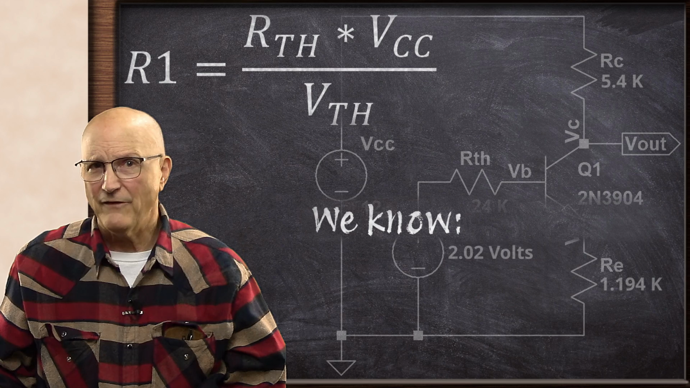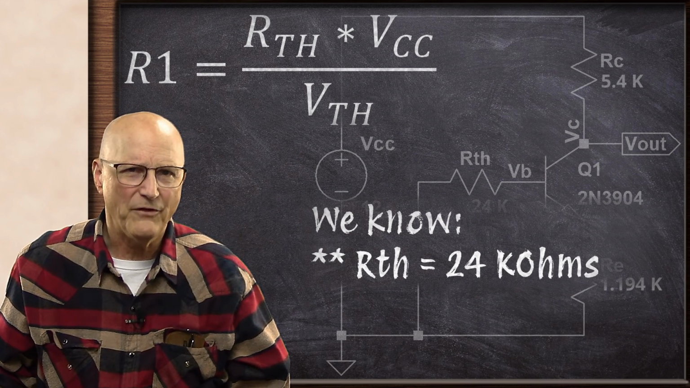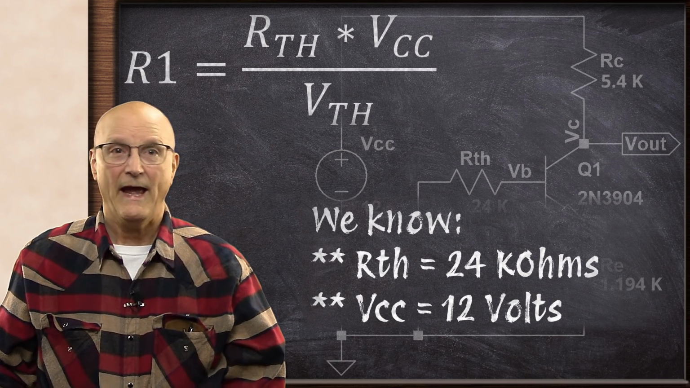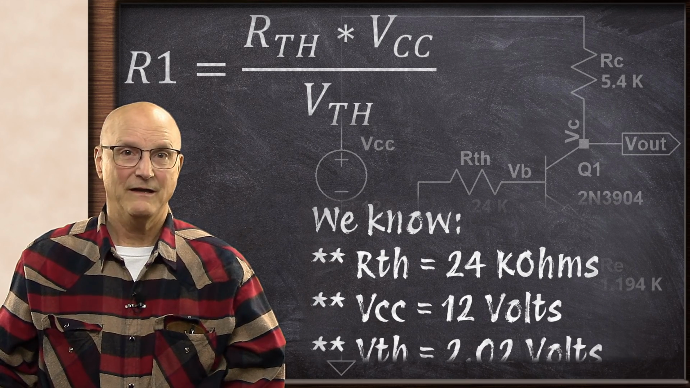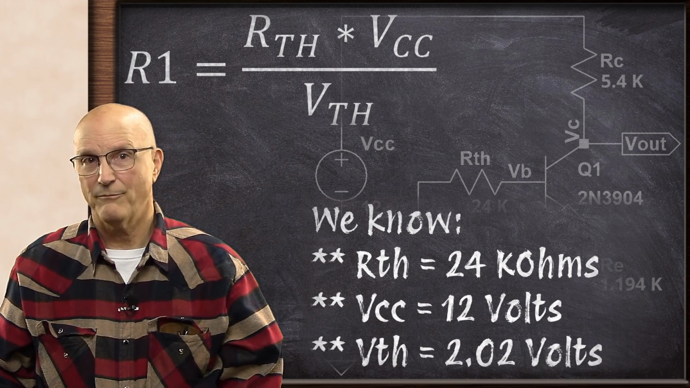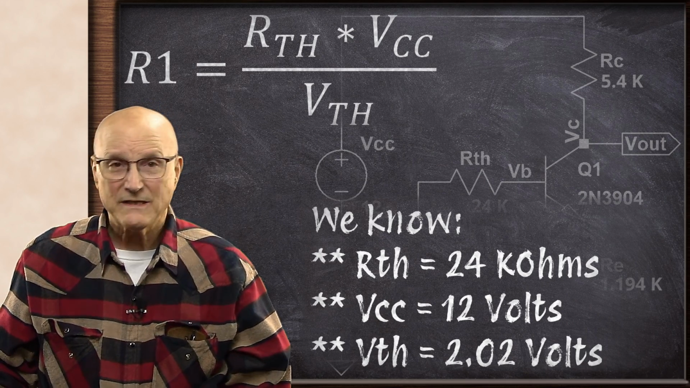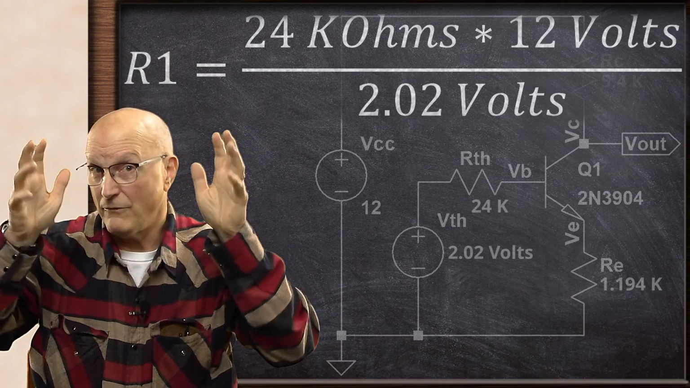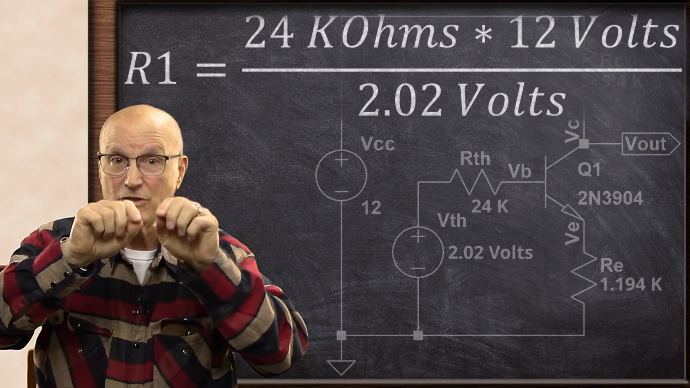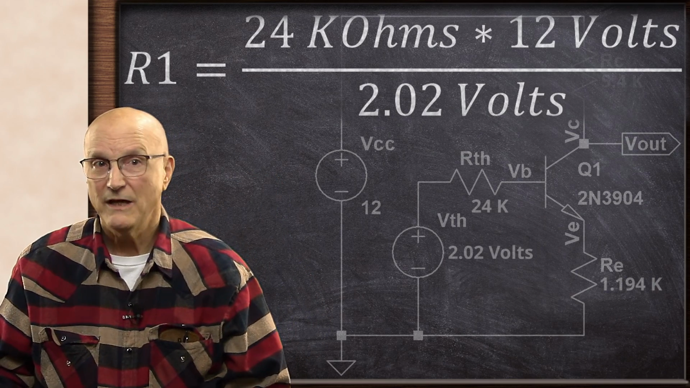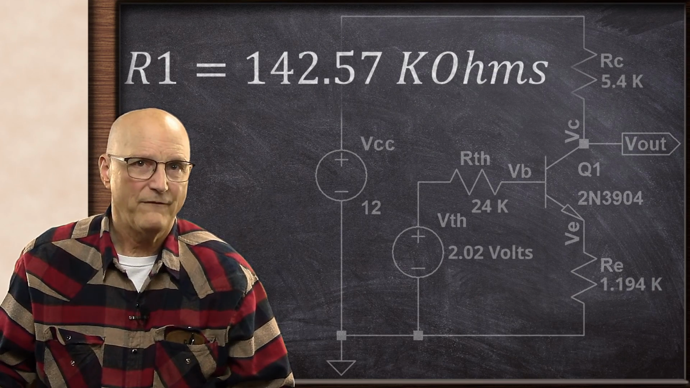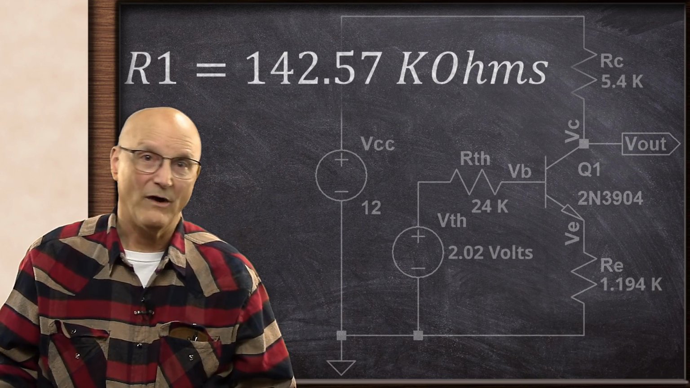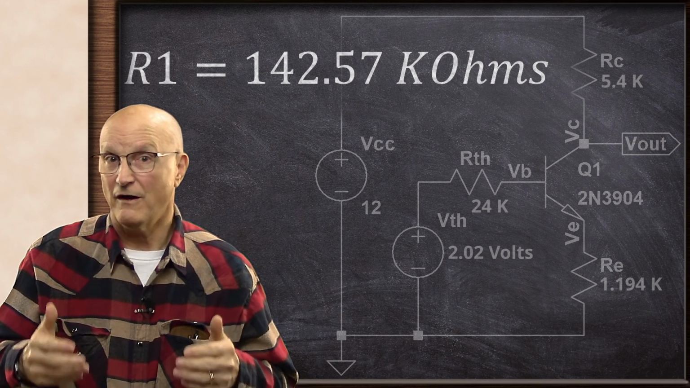And we know that R Thevenin is 24 k ohms by our rule of thumb. The power supply voltage, VCC, is 12 volts. And the Thevenin voltage, V Thevenin, is 2.02 volts from our previous calculation. So this gives us that R1 is equal to 24 k ohms times 12 volts, all divided by 2.02 volts, which yields a value of R1 of 142.57 k ohms.